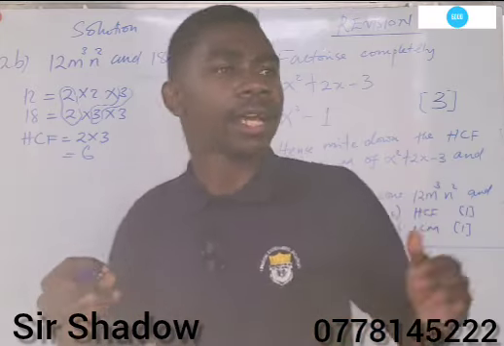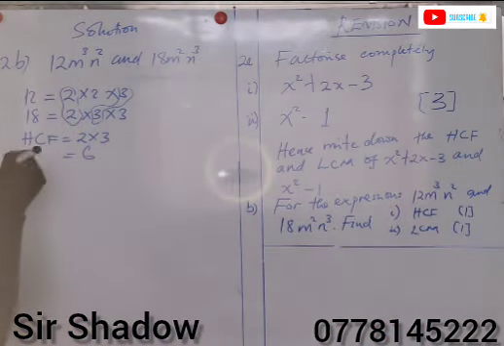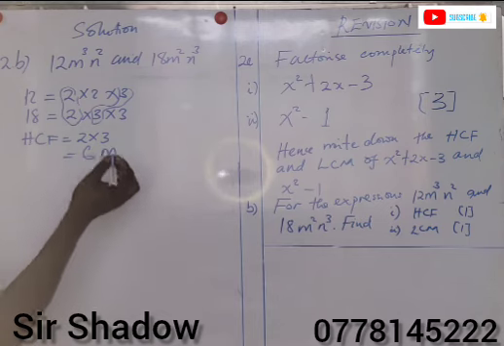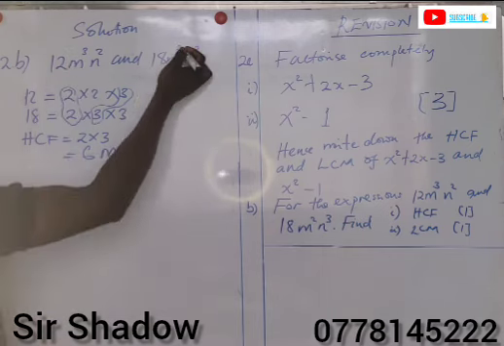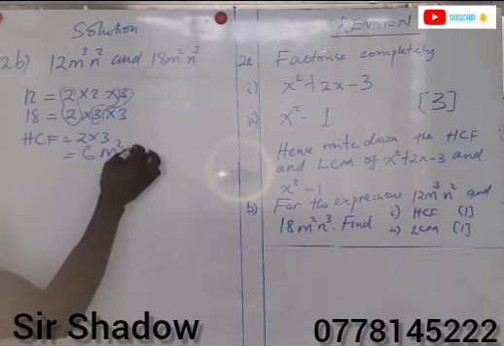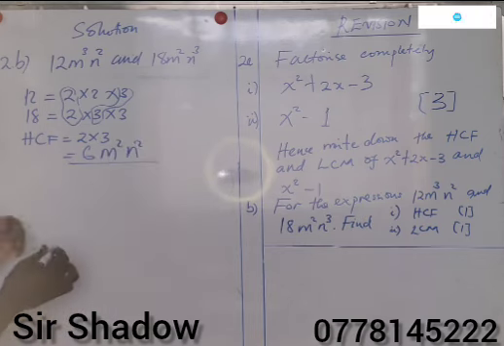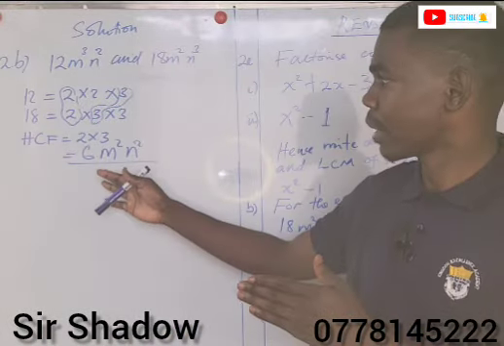For highest common factor, just take the first letter which is common, but we take the one with the lowest power. We have m to the power 3, m to the power 2. So m to the power 2 is the lowest power, so we say m squared, right? Then let's consider n. Then also we take n with the lowest power, which is n squared. This one becomes our highest common factor.